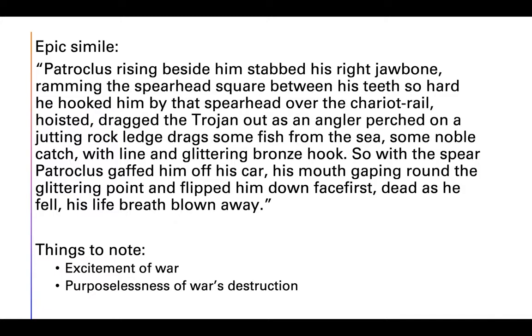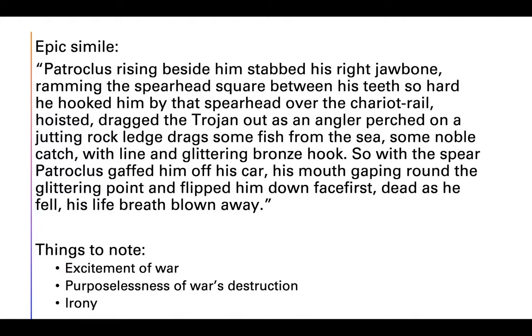This is horrible. A man is being killed as if he were a fish. Stabbed through the mouth and pulled out of his chariot so that he's flipped down face first in the dust, and his mouth is gaping around the point of the spear. I mean, this is kind of grotesque, actually, a human body being treated this way. And so the simile can do these things at the same time. It can make us excited, make us feel sick, make us feel like, I don't know, what's the point of all this?